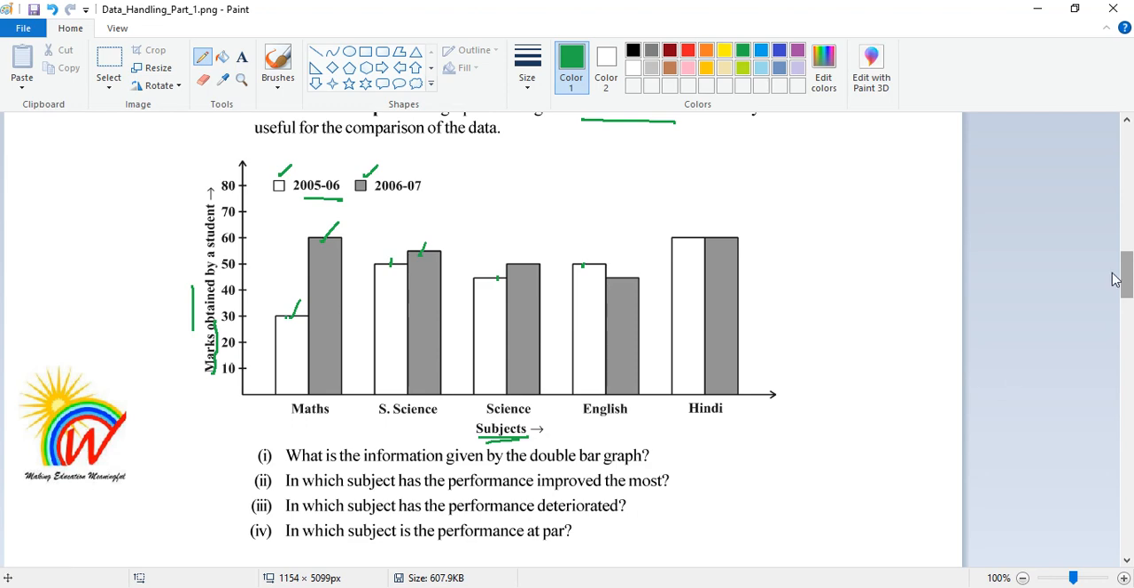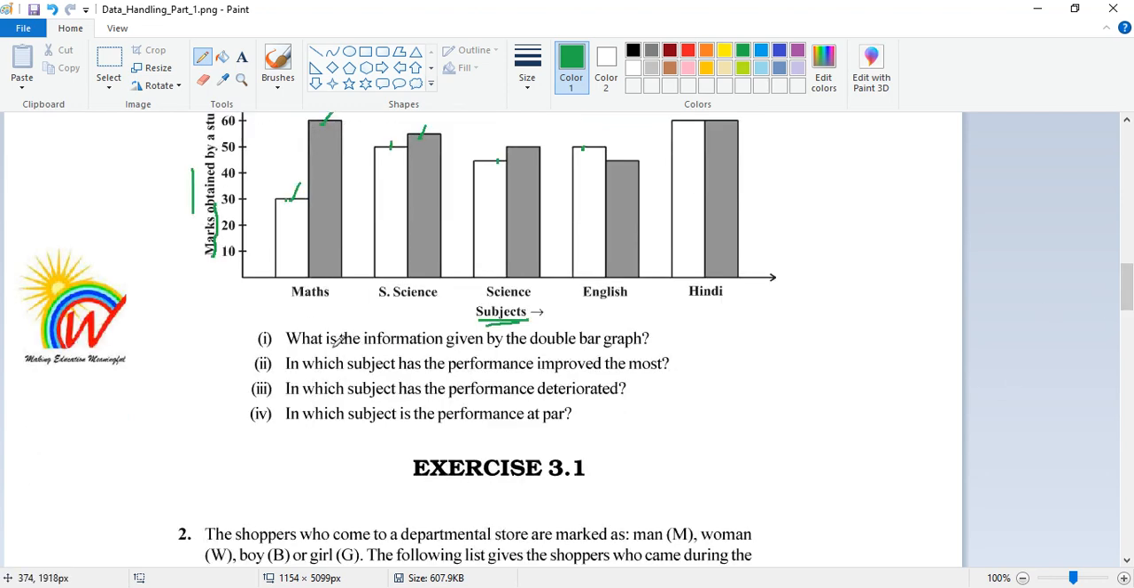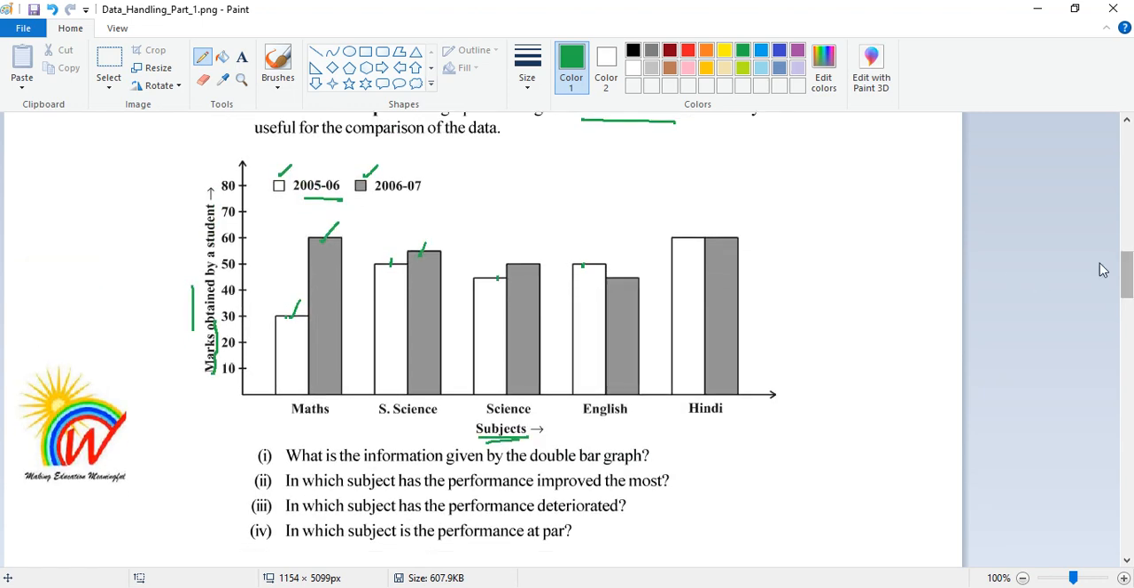Okay, so now in which subject has the performance improved the most? So where has the improvement been more? See, the improvement is seen in only the first, second and the third graph, right? In the 4th graph it has gone down, and in the 5th graph there is no change. So where is the improvement more? In maths. See, in maths the student had got really less, just passed, 30 marks or something. Now the student has got almost double of it, 60. So it is in math.